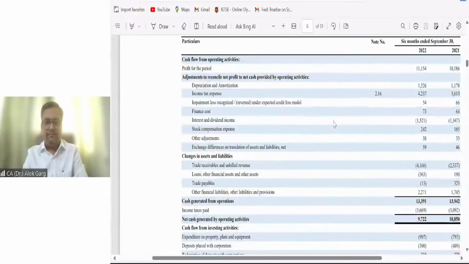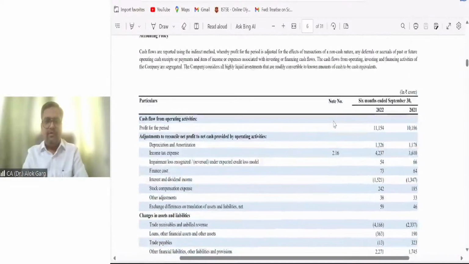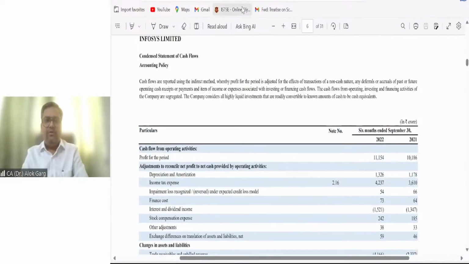Then go to the cash flow. Your condensed statement of cash flow consists of 6 months ended, which means half year. September 22, September 21, right? So this is for 6 months.